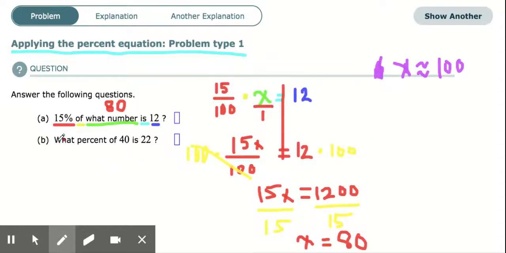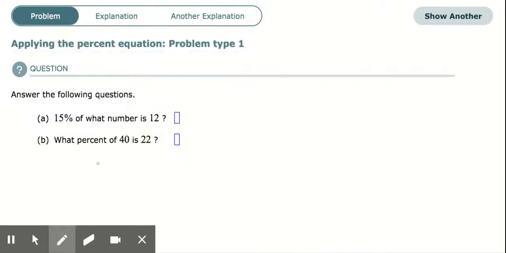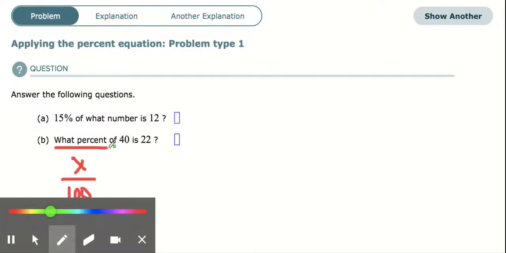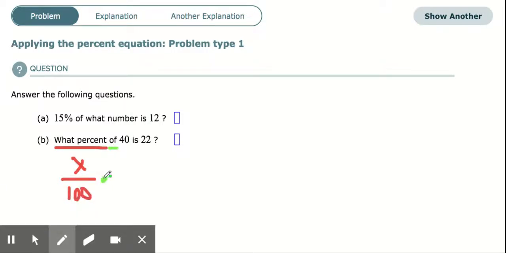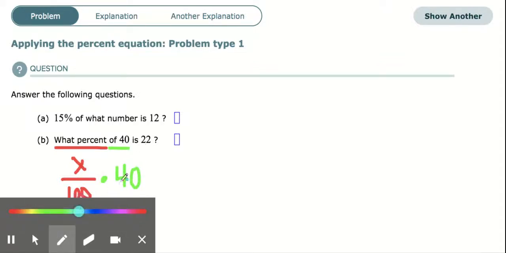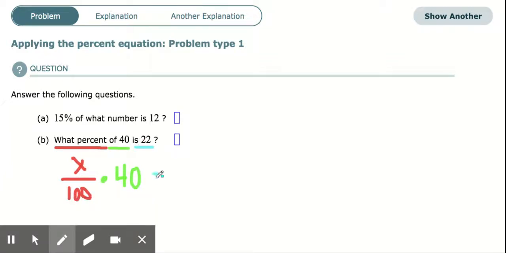Okay, go ahead and make sure that you have this written down. I'm going to erase it in order to do B. All right, so now we're asking what percent. So we're looking for x as a percent. So x as a percent, out of 100, of 40. Of, remember, that's multiplication, of 40, so times 40, is 22, so equals 22.